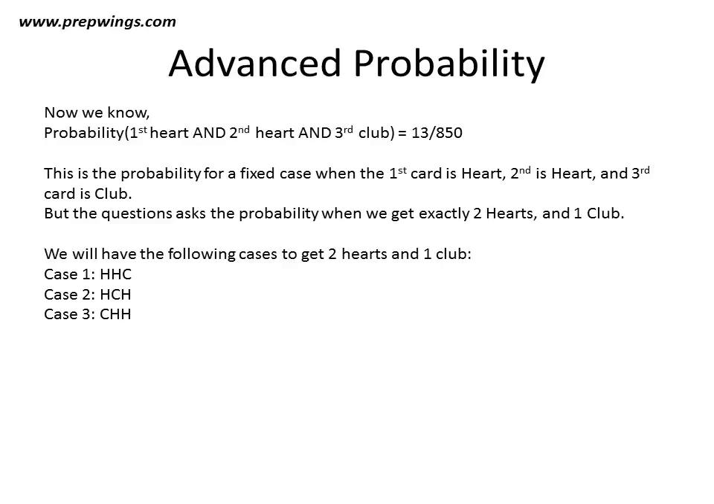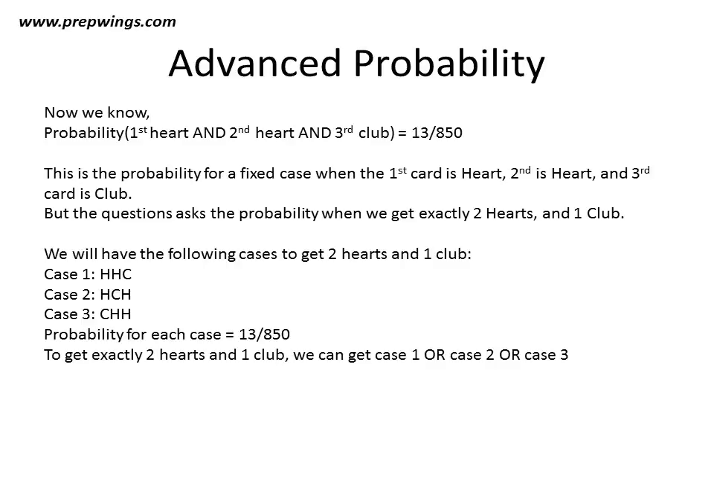So if we look at it, case 1 can be we get the first heart, second heart and third club, which is HHC. So that is the probability that we found out. Case 2 will be HCH, where the first is a heart, second is a club and third is a heart. Case 3 will be CHH, where the first is a club, second is a heart and third is a heart. So we can get 2 hearts and 1 club in any of the 3 cases. And the probability of each case will come out to be 13 by 850 when we calculate.